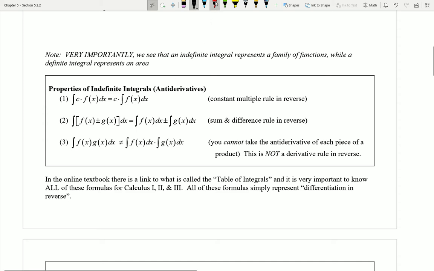Number 3 here isn't so much a rule as it is a non-rule, but it's a very important non-rule to be aware of. If I'm trying to find the antiderivative of a product, I cannot say that that is the antiderivative of each piece of the product, because again, that's not undoing any derivative rule. So I cannot do this.